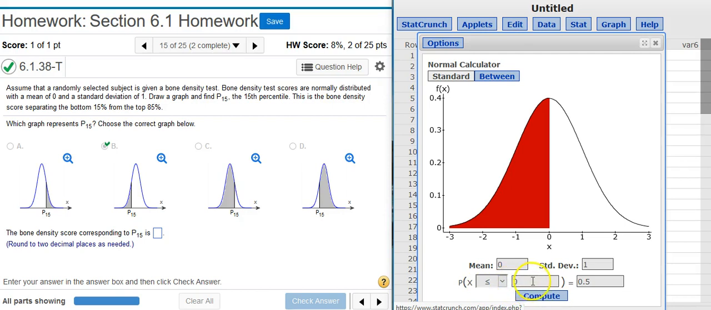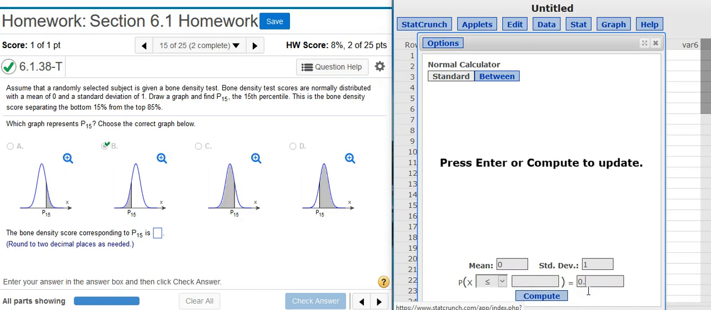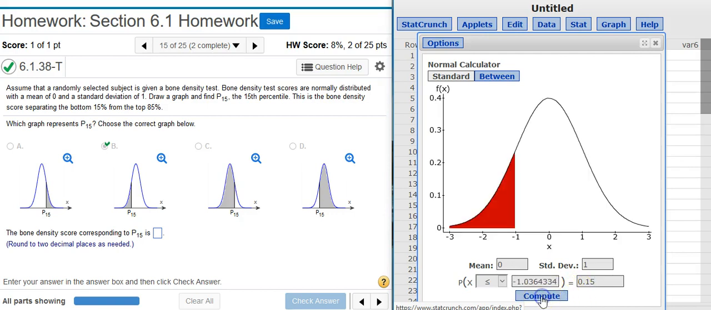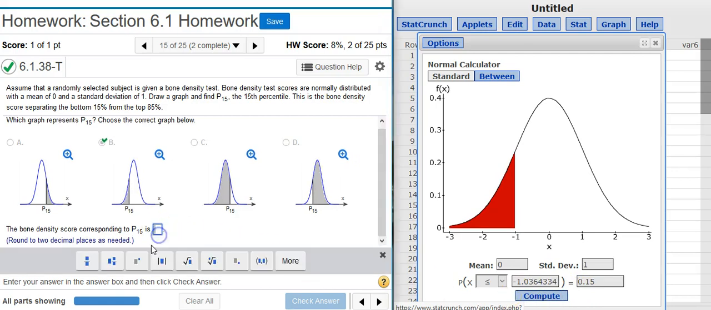This field here will show me my z-score once I put in the corresponding percentile here, which is, in this case, 15%. So I put in 15% in decimal form, and I hit compute. And there's my z-score, rounded to 2 decimal places.